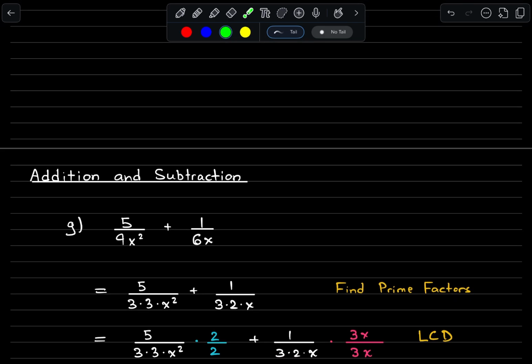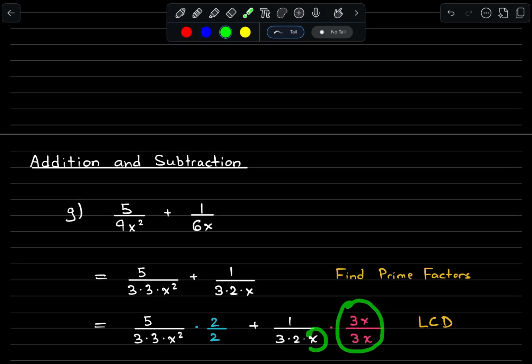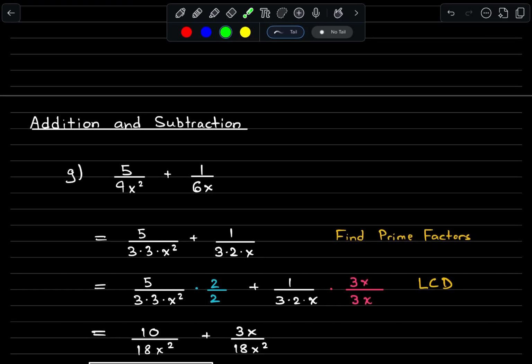So we'll multiply the first fraction by 2 over 2, which is the factor that it was missing in the bottom here. We'll multiply the second fraction by 3x over 3x. That way we'll have 2 x's in the bottom here, and we'll have that 3 times 2 times 3. This is going to give us our least common denominator. Our first fraction comes out to 10 over 18x squared. Our second fraction is 3x over 18x squared. These now have the same denominator.